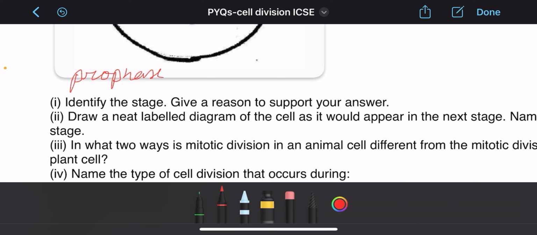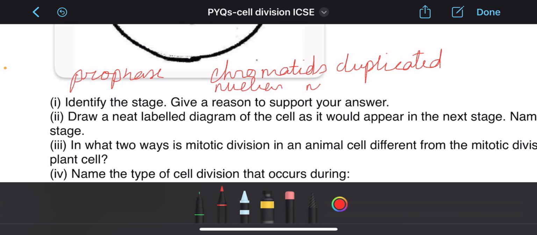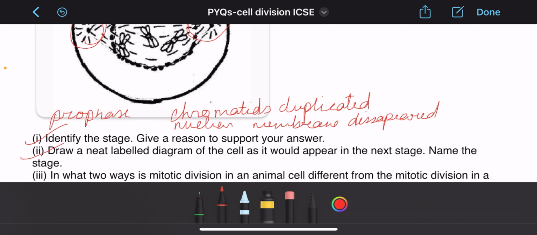Reasons as already given: chromosomes, chromatids duplicated, nuclear membrane disappeared, nucleolus disappeared. So any of the reasons you can give. Now the second question is, draw a neat labelled diagram for the cell as it would appear in the next stage. Name the stage. Now let us draw the diagram of metaphase.